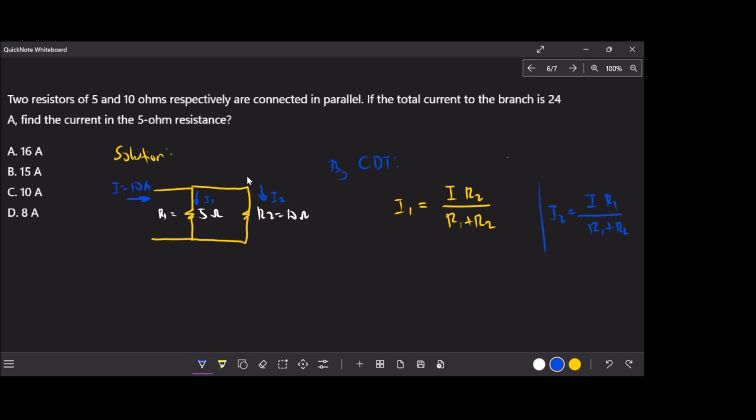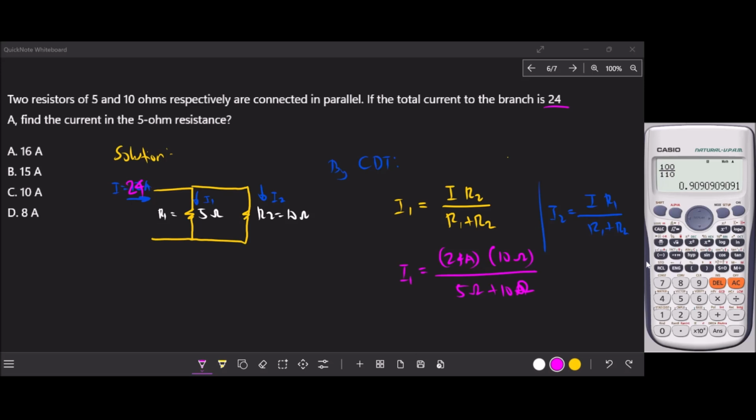So mangyayari po, so we have I1 is equal to yung current natin is 24. Bakit naging 10? Yan, 24 yan. 24 amperes, kasi yung given. Saan galing yung 10, no? Tapos yung R2 natin is 10. So, baka dito nanggaling yung 10 amperes kanina. Akala ko 10 amperes, 10 ohms pala. Over, yung R1 natin is 5 ohms plus 10 ohms. Yan, okay?